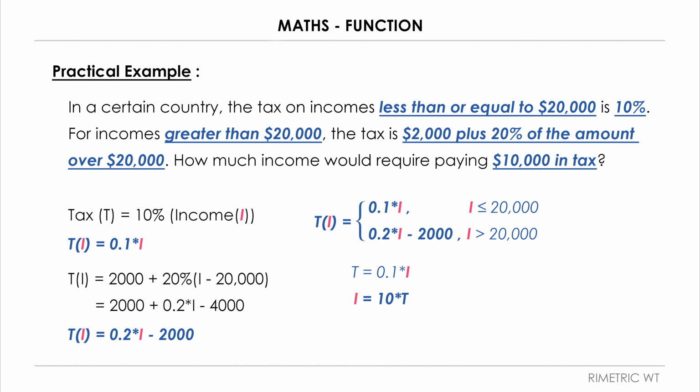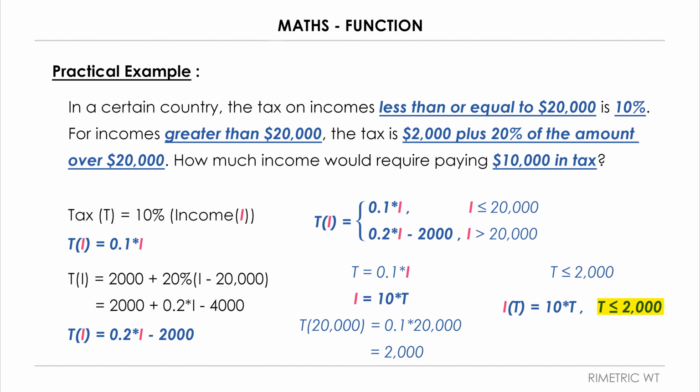Remember, the domain of the inverse comes from the range of the original piece. The original piece is defined for I less than or equal to 20,000, so we check its value at the boundary value I equals 20,000. When I is 20,000, the tax will be t of 20,000 equals 0.1 times 20,000, which results in 2,000. Therefore, the range of the first piece is t less than or equal to 2,000, and this becomes the domain of the inverse. So the first piece of our inverse function is I of t equals 10t when t is less than or equal to 2,000.